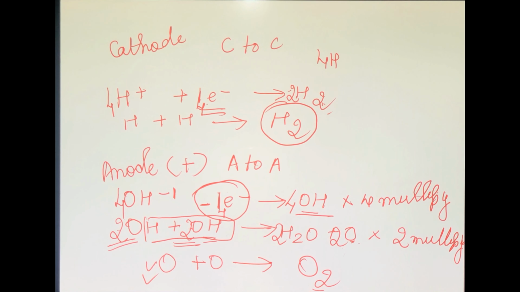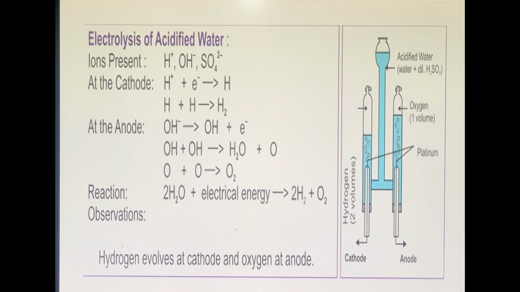This is clear? So how many volume of hydrogen gas is collected? 2 volumes of hydrogen. How many volume of oxygen is collected? Just 1 volume. This is how you get the volumes, children. Please write and practice these equations.